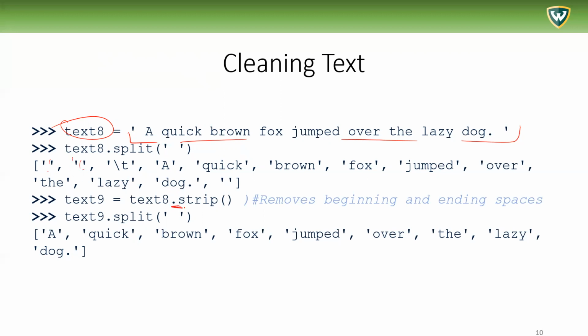And then you can use this strip function on text 8. Note that text 8 is a list of strings, a list of tokens, and strip removes beginning and ending spaces. Then if you put that into a variable text 9 and split that, you remove all those beginning and ending spaces.